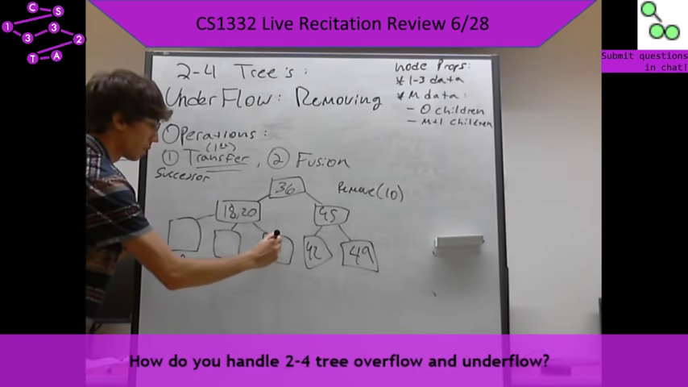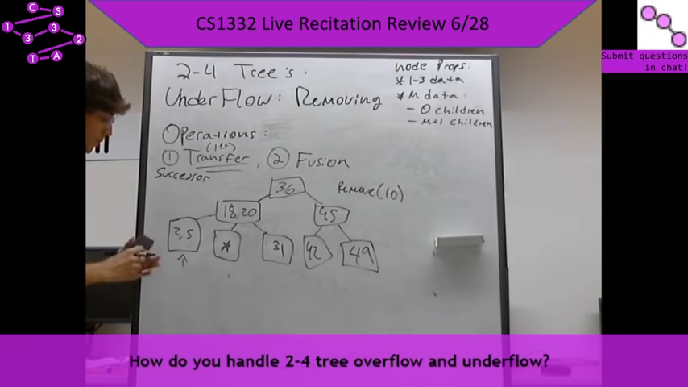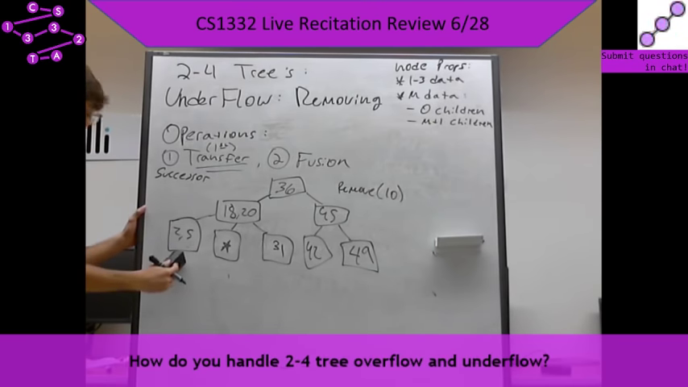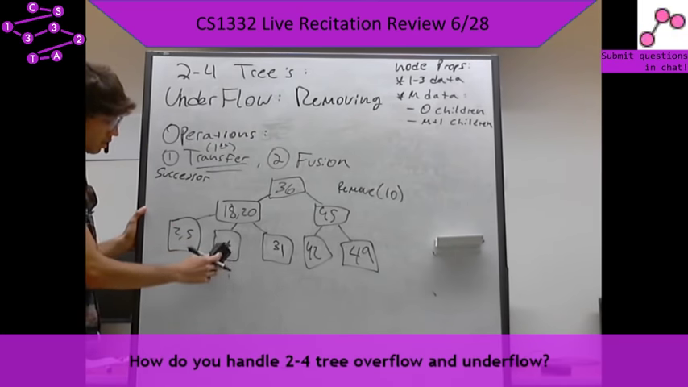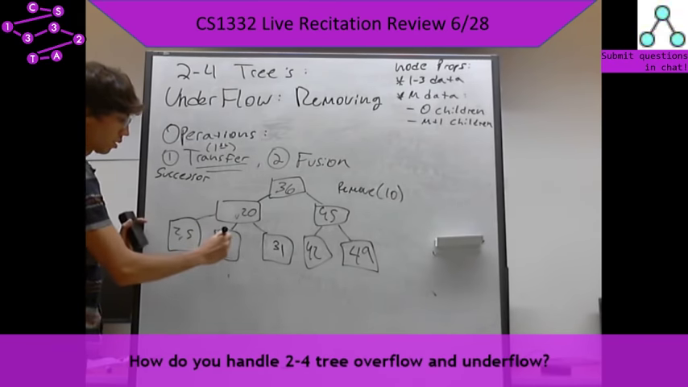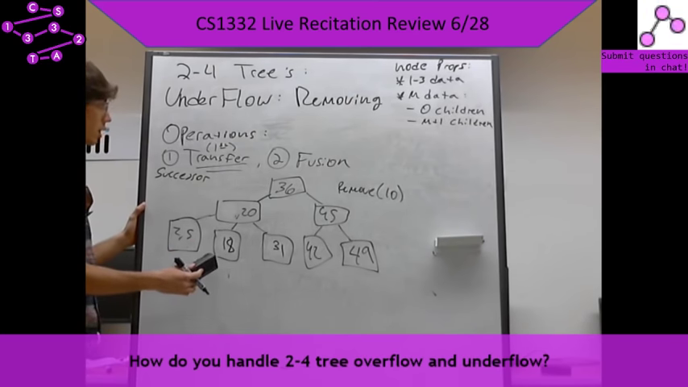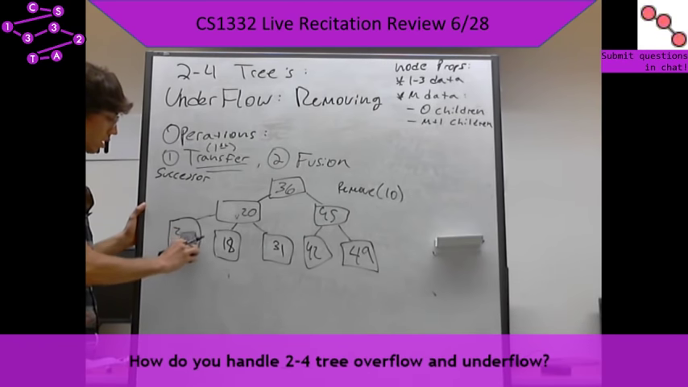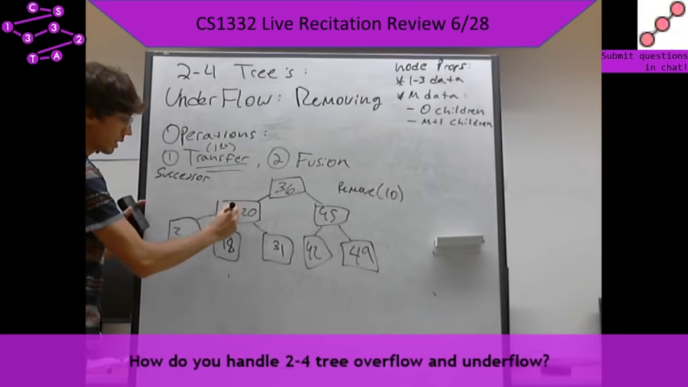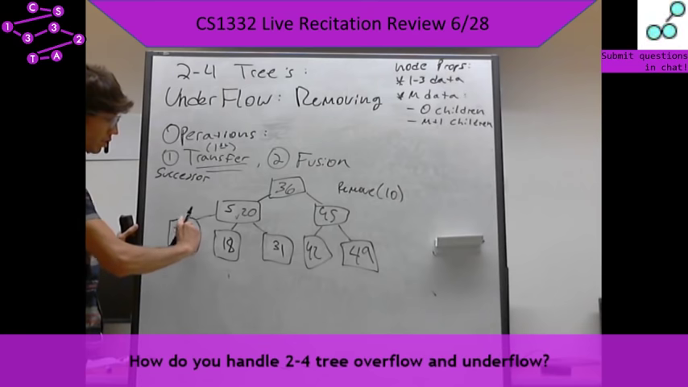Let's put this back. Okay, and this was our initial tree. So we do have a sibling with more than one data, so we can do a transfer. And a transfer is very easy: we're going to pull data from our parent. Notice that we're always going to pull data from the parent when we're doing 2-4 tree operations to solve underflow. And then we're going to take the nearest data in that adjacent sibling and promote it up to the parent. So it's almost like a rotation. 18 goes down, and 5 goes up.